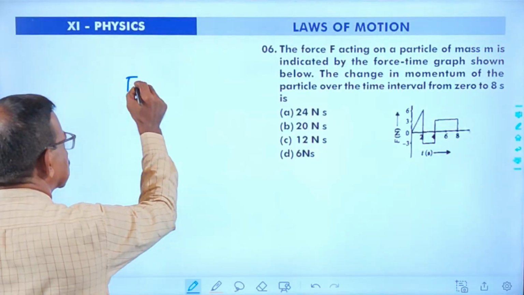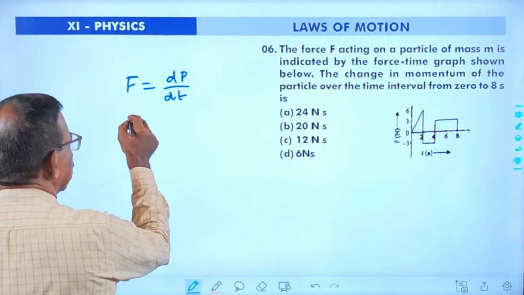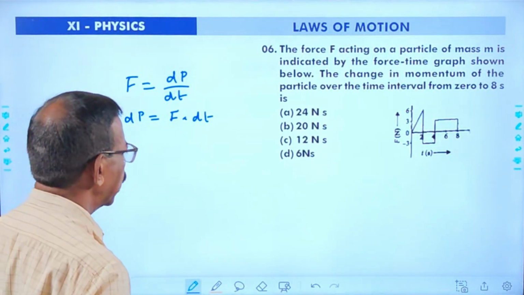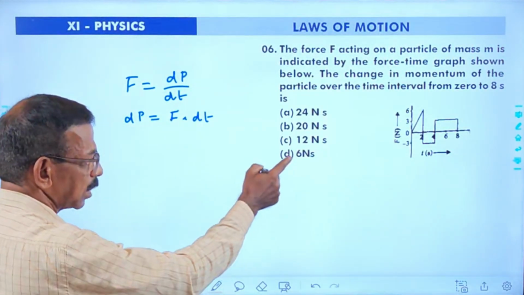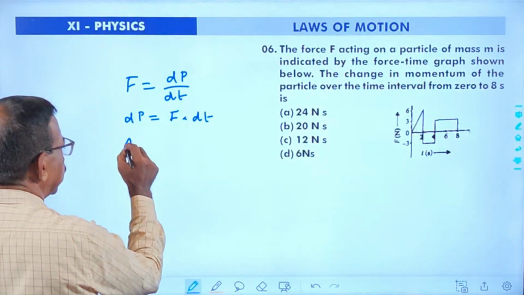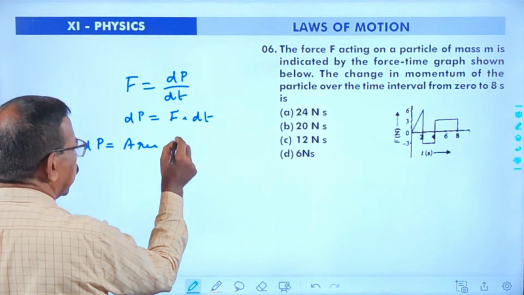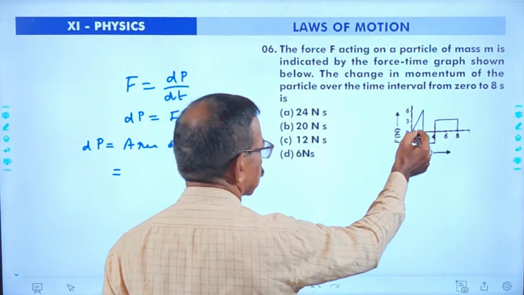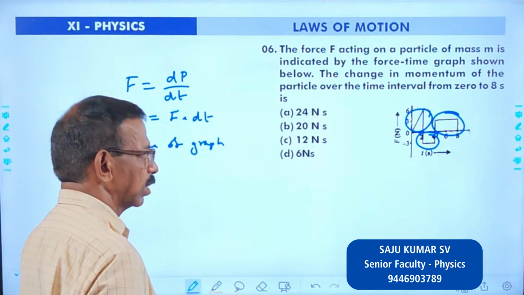We have F equals dp by dt. dp equals F into dt. We have to calculate change in momentum. Change in momentum is F into dt. From the graph, a force time graph, F into t can be calculated as the area. That is, area of the graph will give the change in momentum. Here, this part is on the positive side, this is on the negative side, this is on the positive side.